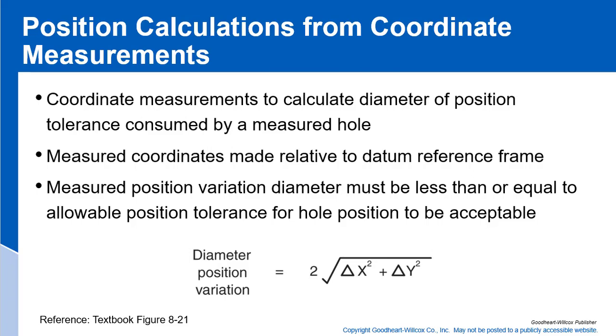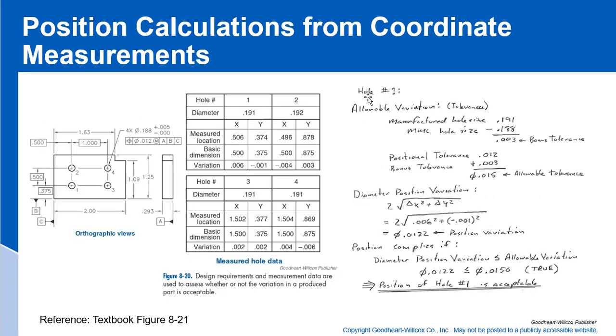Okay, so let's look at this example here. I wrote this out for you. So how did I determine whether or not the position of hole 1 is good? Just like the previous slide, what I need to do is calculate what the allowable variation is, what the tolerance is, and since this is at MMC, I need to consider the bonus tolerance.